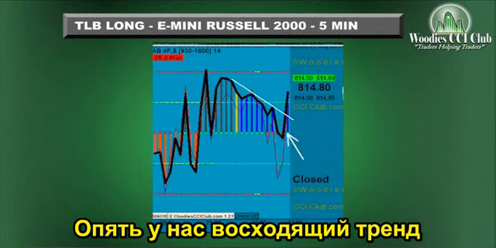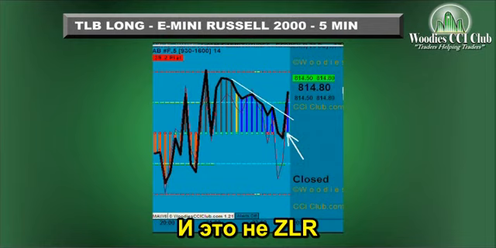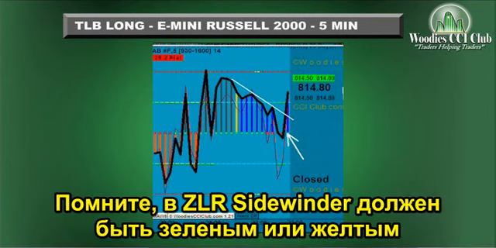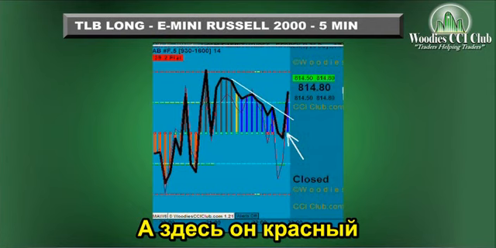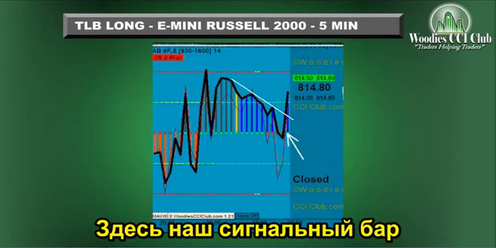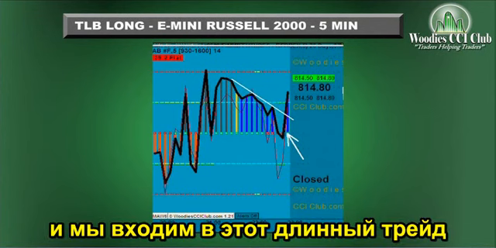Again, we have an uptrend in place. We have a trend line break. It's not a zero line reject because the sidewinder is red. Remember, it's zero line reject, we would have to have green or yellow on the sidewinder. This has red, but it's a trend line break resuming the trend again. Our trigger bar is here. It's about plus 115. And we get into that trade long.